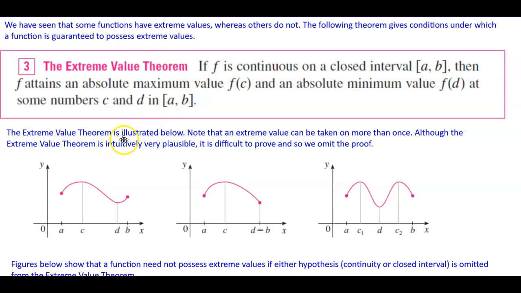The extreme value theorem you can see is illustrated below. Note that an extreme value can be taken on more than once. Although the extreme value theorem is intuitively very plausible, it is difficult to prove, and so we omit the proof. So here we can see that between the interval of a and b, we have an absolute maximum at f of c, or c, f of c. So this is going to be considered the maximum, or the absolute maximum.